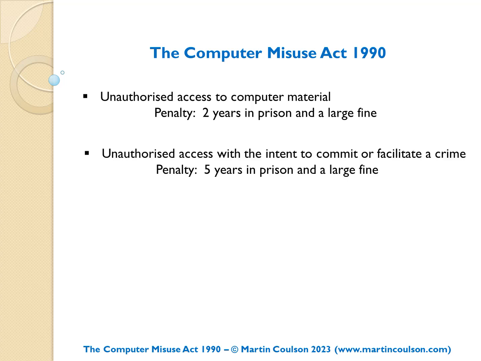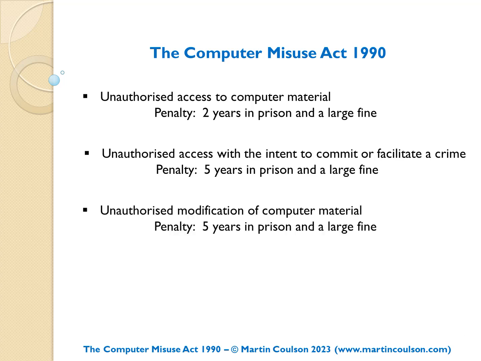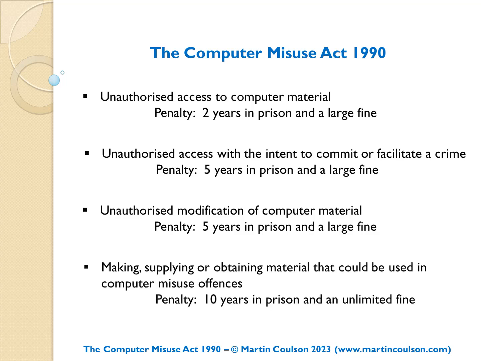The law says that if you gain unauthorized access to a computer system with the intent to commit or facilitate a crime, then you could face 5 years in prison and a large fine. The law also says that if you make unauthorized modification of computer material, files, etc., then this also carries a penalty of 5 years in prison and a large fine. If you make, supply, or even obtain material, such as software, that could be used in computer misuse offenses, then in this case, you could face 10 years in prison and receive an unlimited fine.